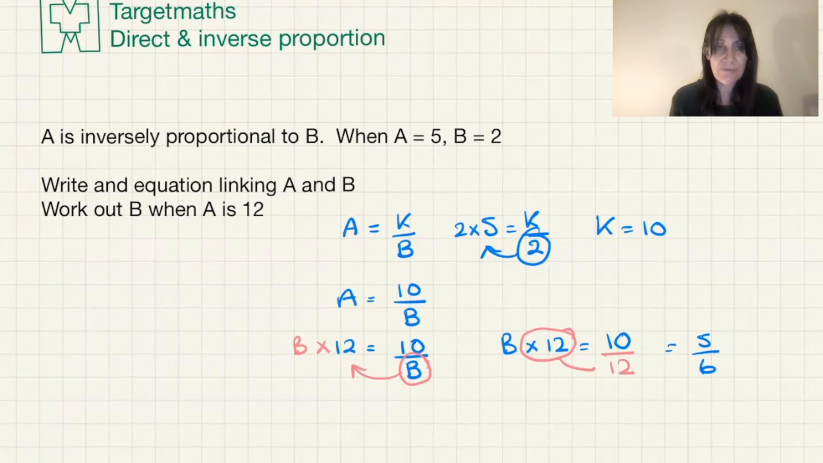So don't be frightened of fractions. It's not massively different, is it? You've just got a slightly different equation. How does this work with the grid? If you're using boxes and labels, it is all about direct proportion. It is always about direct proportion.